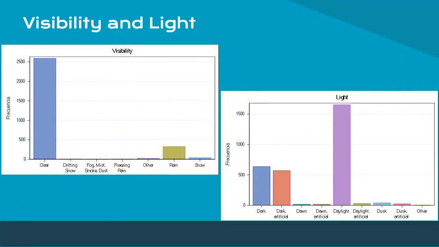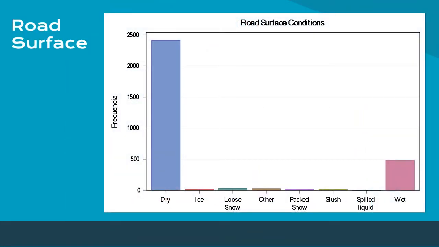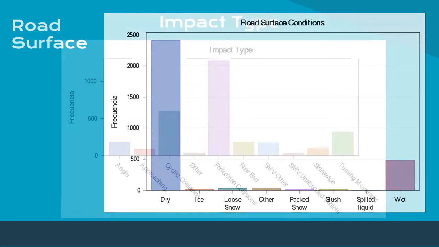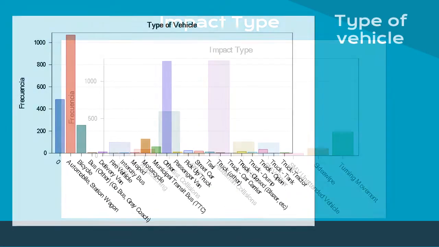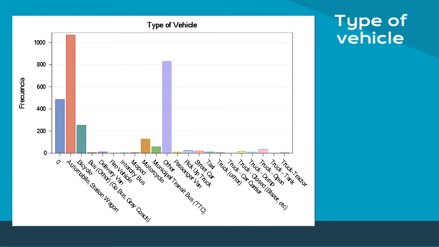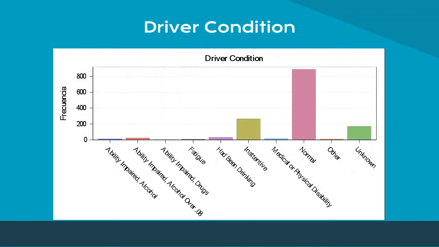Firstly, from these three divisions, we can see that the most accidents occur during normal conditions. The visibility is clear, the principal place to collide with was intersections, road conditions were dry, the principal impact type was against pedestrians, the principal vehicle was automobiles, the most frequent maneuver was going ahead, and the state and condition of pedestrians and drivers were normal.